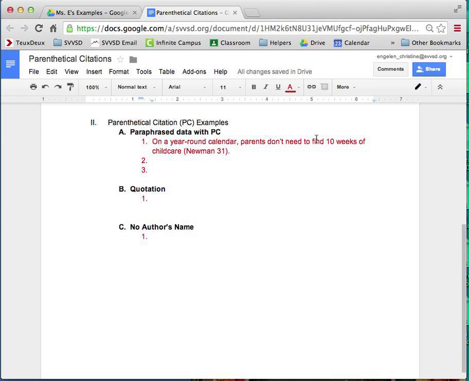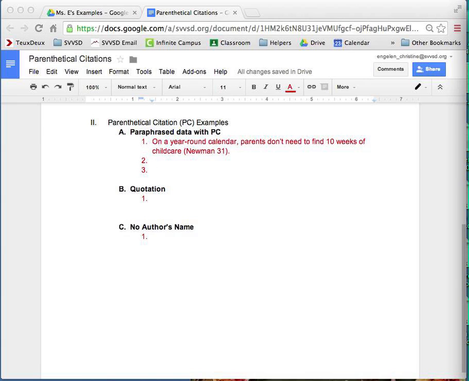It just has the last name, a space, and the number of the page. That's it, nothing else. Don't add anything into it, and make sure that your punctuation for your sentence is appearing after the parenthetical. You think that might be on a quiz? I bet it'll probably be on a quiz. Okay, so that's what it looks like when you have to put both pieces of information into a parenthetical citation for a piece of data that you have paraphrased into your own words.